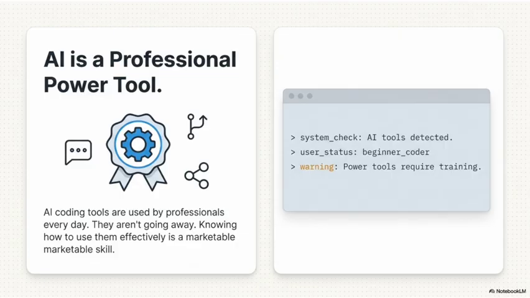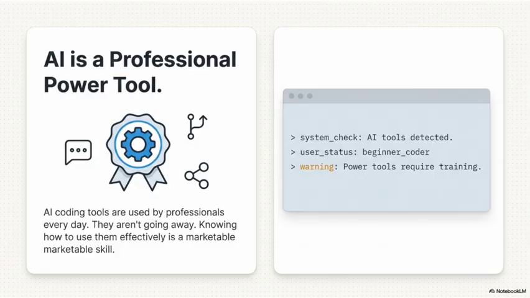AI is a professional power tool. And like every power tool, it amplifies the skills of the person holding it. AI coding tools are used by professionals every day in production environments. They aren't going away. Knowing how to use them effectively is a marketable skill. But here's what the slide makes clear: knowing how to use them effectively is the key phrase.